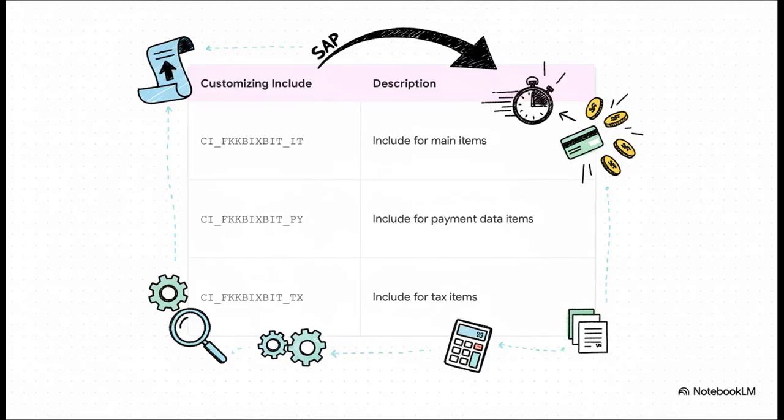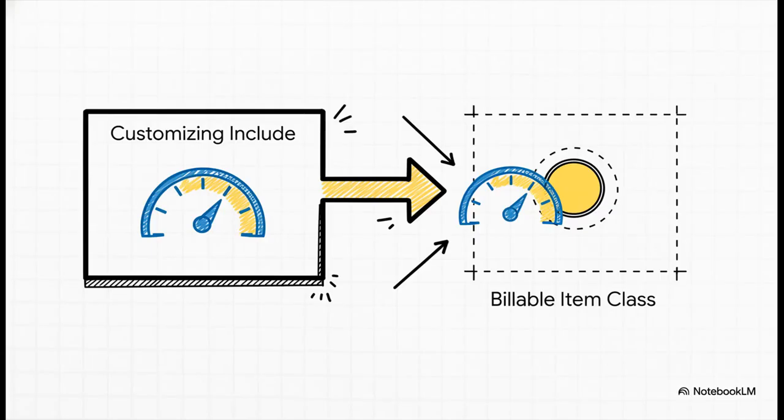And here are the specific includes you'll be working with. Depending on where your data belongs, is it part of the main item, payment data, or tax info, you'll add your new field to the corresponding structure. For our speed field, it would almost certainly go into the include from main items. So once you've defined your field in the correct include, now you are ready for the main event, adding it to the billable item class itself.